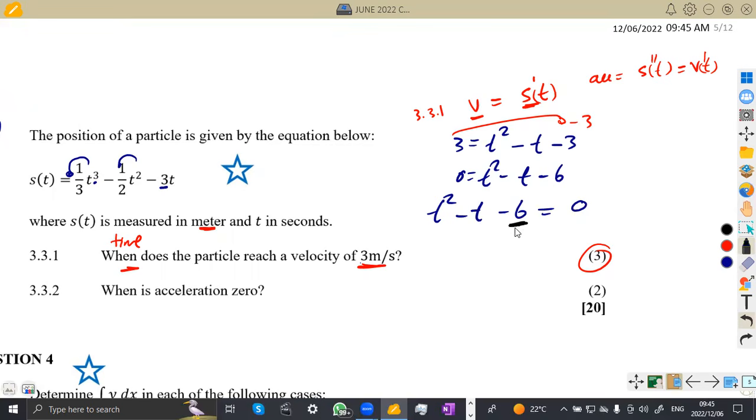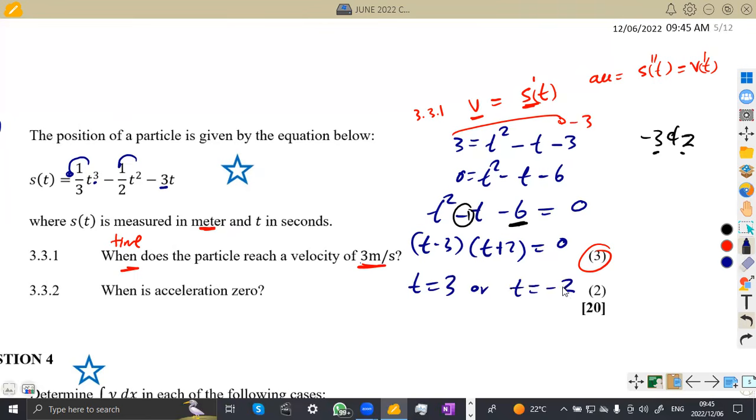This we can solve by factors of negative 6, but when we add, we must get negative 1. That's negative 3 and 2. If we multiply this, that's negative 6. If we add, that's negative 1. So we're going to have t minus 3, t plus 2. So we are going to have t plus 2 is equal to 0. So definitely t is equal to 3 or t is equal to negative 2. But we are referring to t, which is the time, and our time cannot be negative. So therefore, our t is going to be 3 seconds. So that's what we had on 3.3.1. Our time is going to be 3 seconds.